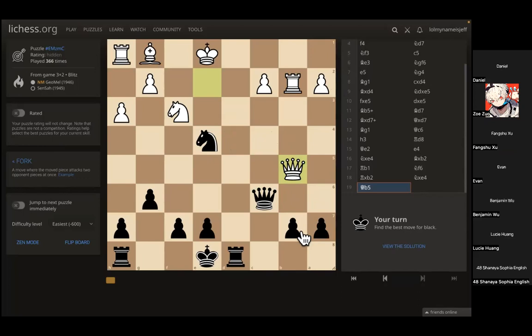Queen c3? Yep, queen c3 is correct. Well done. Oh, wait, sorry, never mind. Queen c3 does look like a fork, but the queen is actually pinned. My bad, I forgot about that. So that isn't the best move.